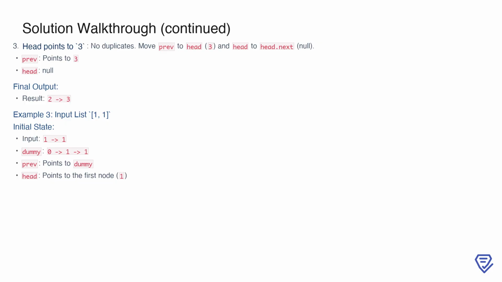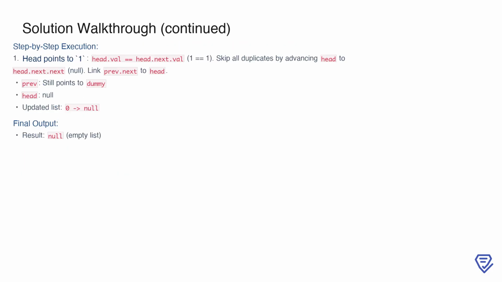Next, in the third example, the input list is 1-1. Again, we start with a dummy node 0 pointing to the head of the list, with previous at the dummy node and head at the first node, 1. At this point, we're ready to handle this smaller list. Here, head points to 1, and we find that head.val equals head.next.val, 1 equals 1. This means the entire list consists of duplicates.